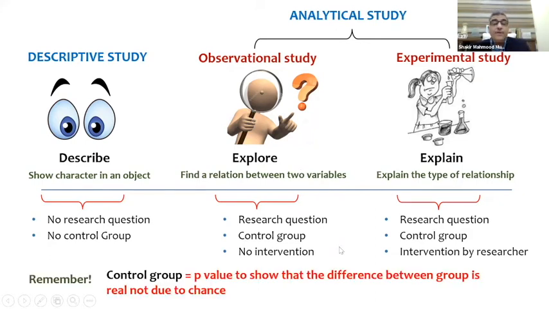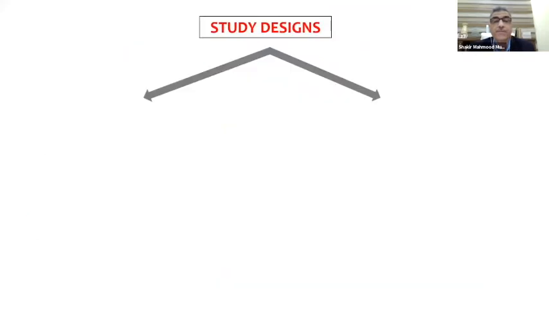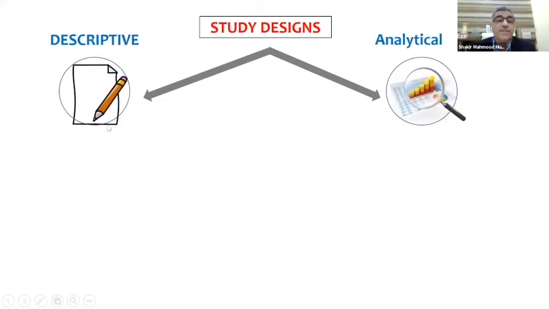I have to remind you all that whenever we have two groups and we have data from two groups, we have to calculate the p-value to show that the differences we have are not related to chance, as we are going to see in the next module. The study design is then divided into two main groups, descriptive and analytic.